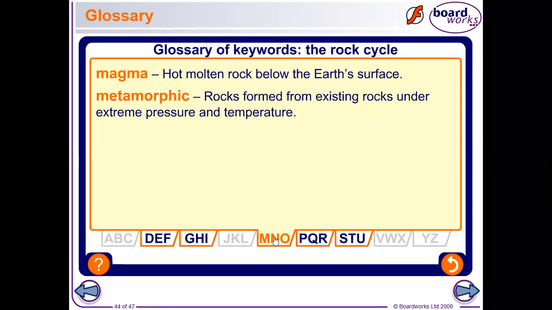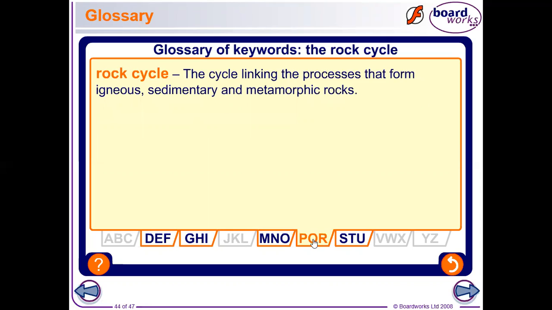Magma is the melted rock underneath the Earth's surface. Metamorphic rocks are rocks that formed from existing rocks already. A type of rock changed into a new type of rock, and that's why we call it metamorphic, from the word metamorphosis.